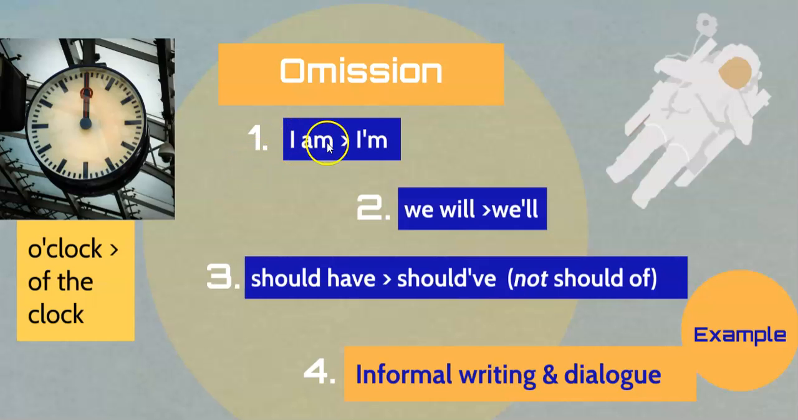For example, I am shortens to I'm, and the apostrophe shows the A is missing. We will shortens to we'll and the apostrophe shows that the W and I are missing. Here we have should have, which shortens to should've, and the apostrophe shows that the H and A are missing. A common mistake is to say should of, but it's not that, it's should have.